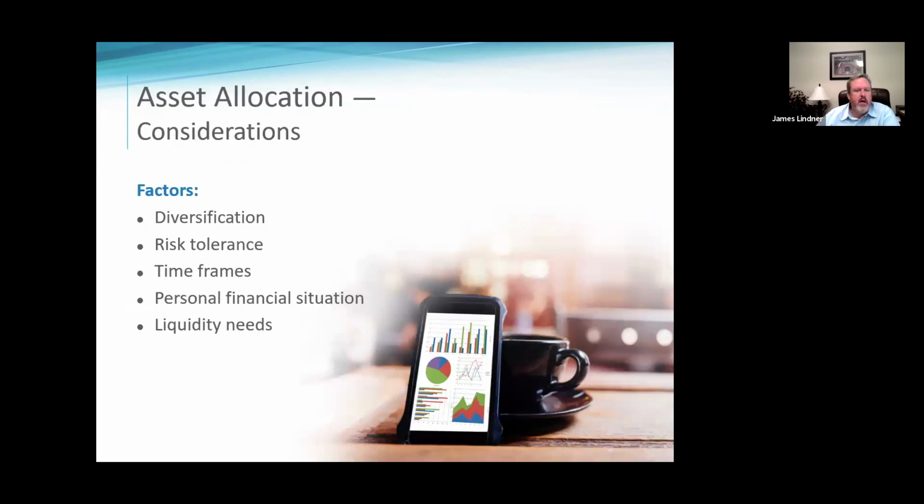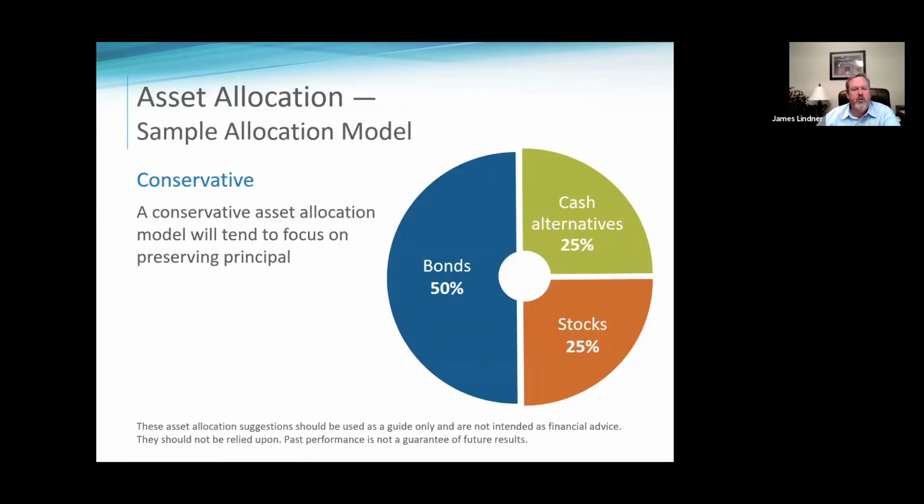And then some, asset allocations, diversification, risk tolerance, time frame, personal financial situation, liquidity needs. Those are all used in the allocation of what you're looking at. And here are sample allocations. If you're conservative, now there are two kinds, in my opinion, two kinds of conservative.